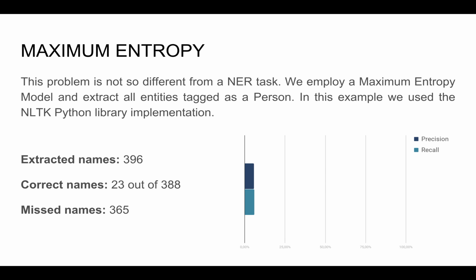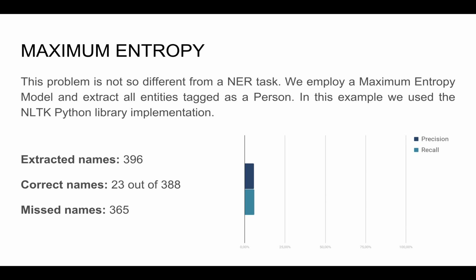Perhaps we can achieve a better performance with a more sophisticated model. This problem is not so different from a named entity recognition task. So we employ here a maximum entropy model and extract all entities tagged as a person. In this example, we use the NLTK Python library implementation. It extracted 396 names and 23 correct names from a total of 388. So we missed 365 names. Both precision and recall were below 6%.